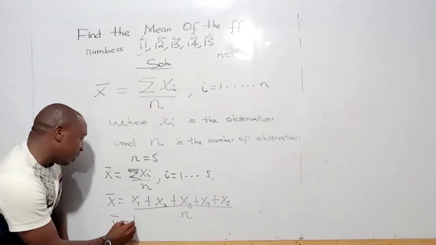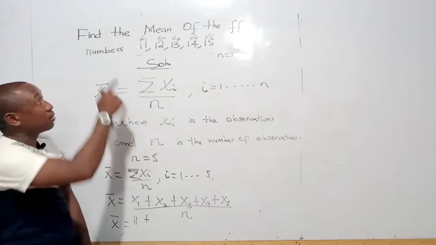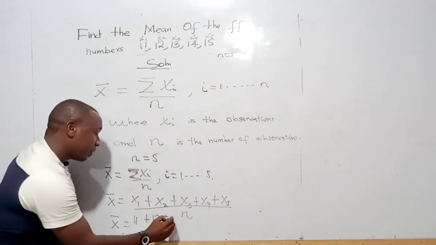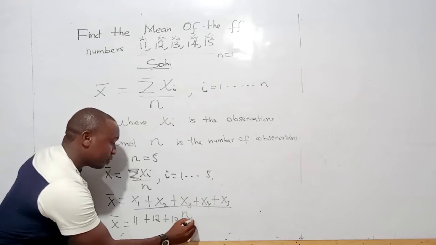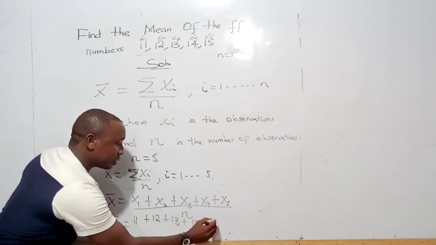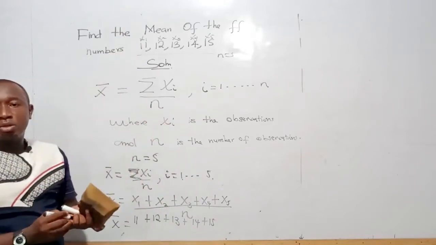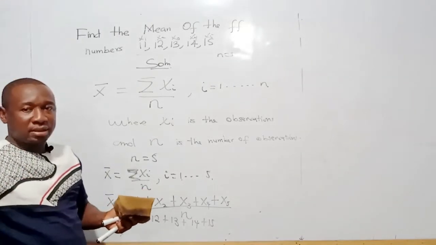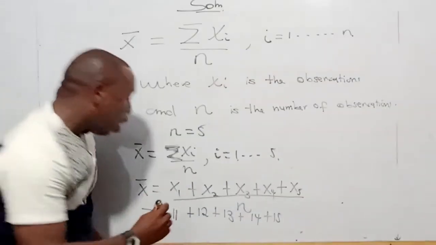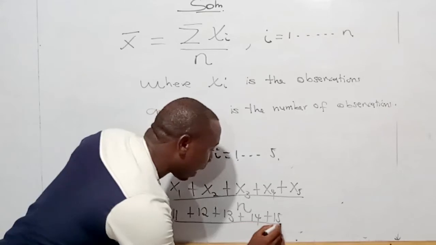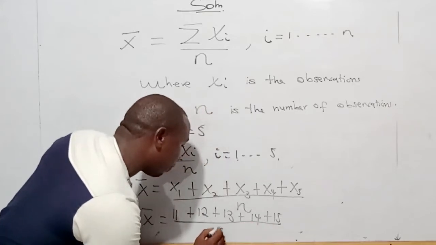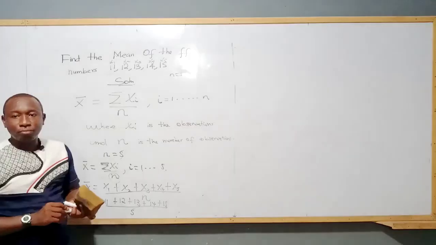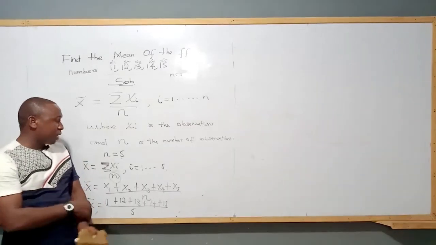And that will give us 11 plus 12 plus 13 plus 14 plus 15, that is x1 plus x2 plus x3 plus x4 plus x5, all out of 5, because our n here is equal to 5.